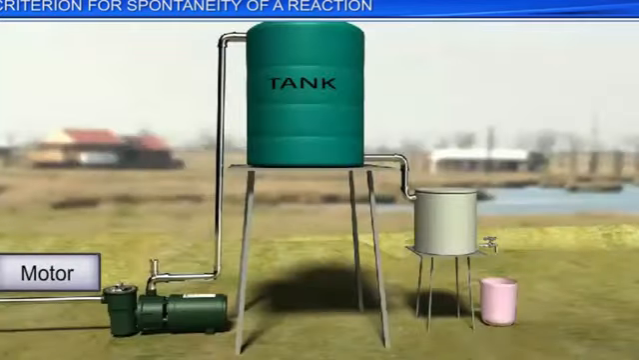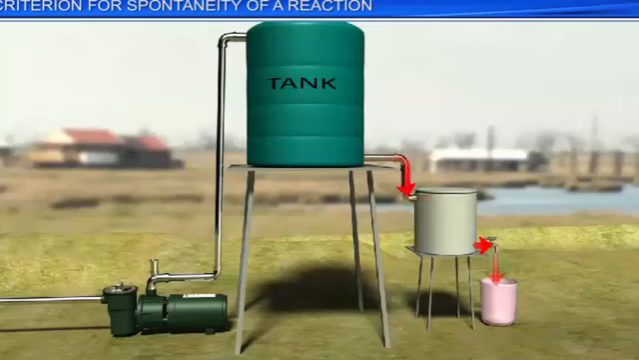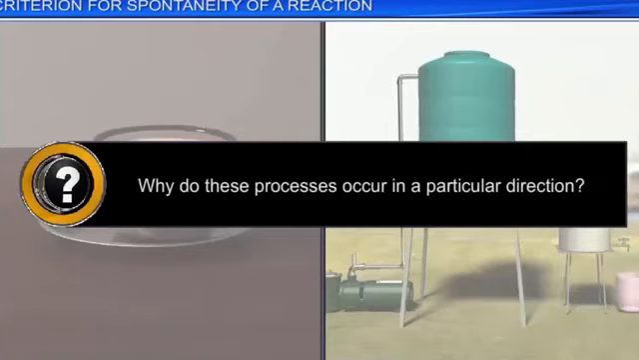Similarly, water flows naturally from higher level to lower level, while we have to use a motor to transfer water from lower level to higher level. But why do these processes occur in a particular direction? The first law of thermodynamics does not answer this question, because it does not consider the feasibility or spontaneity of a process.